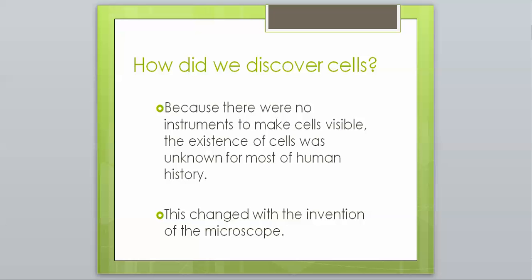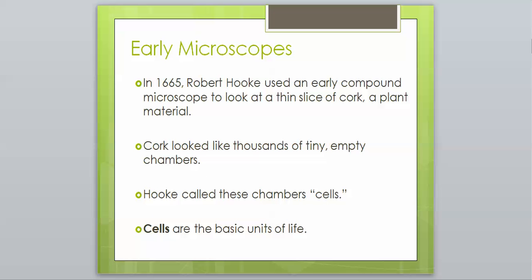The first person to use the microscope to look at cells was a guy by the name of Robert Hooke. That is an important person to remember. He used an early compound microscope to look at a thin slice of cork, a plant material. You all know that what they use to hold bottles in, like a bottle cap of champagne, is made out of cork. So he looked at a thing of cork underneath a microscope.